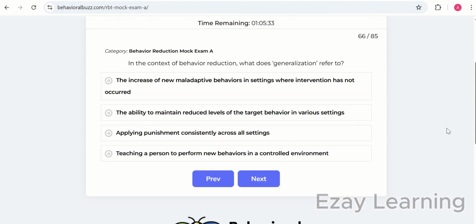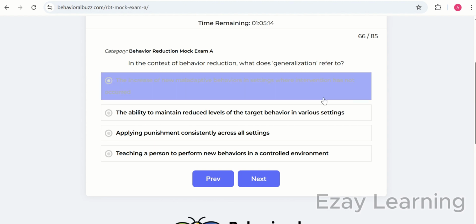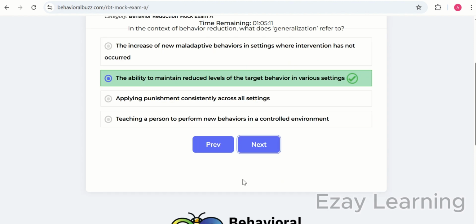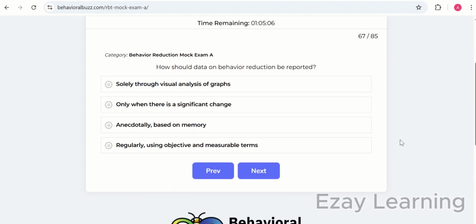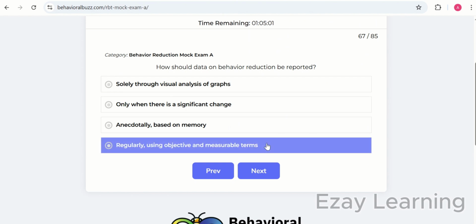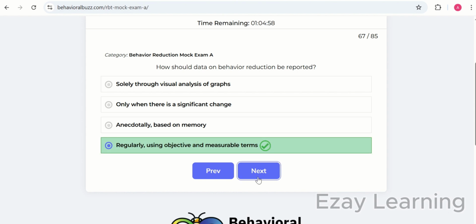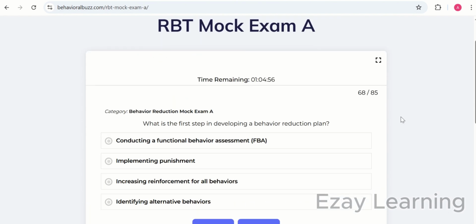In the context of behavior reduction, what does generalization refer to? Generalization is the ability to maintain the reduced level of the target behavior in various settings. How should data on behavior reduction be reported? Regularly using objective and measurable data.